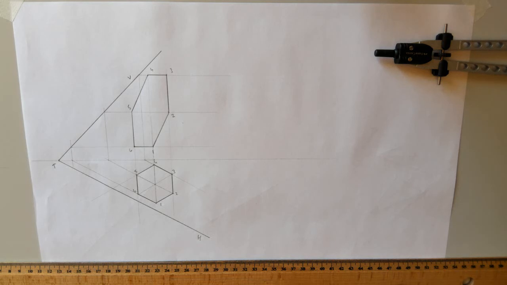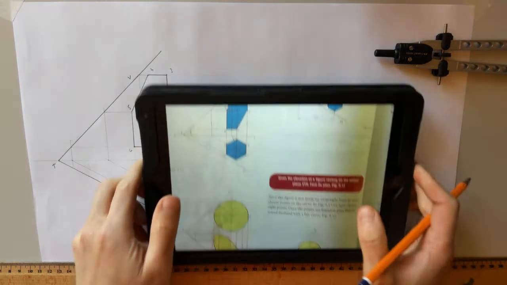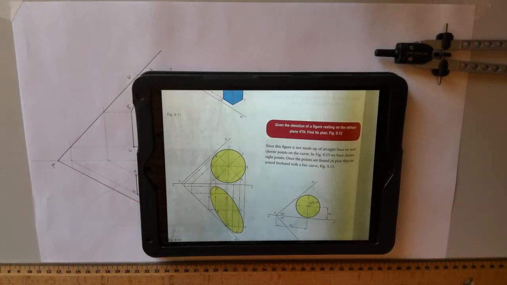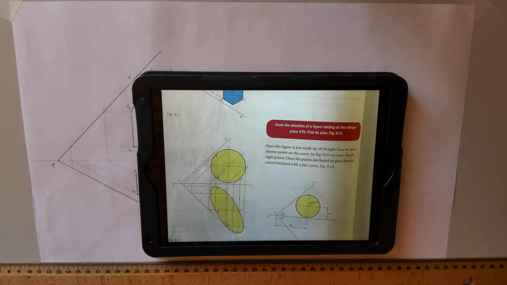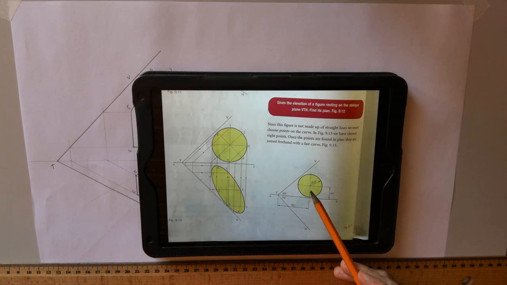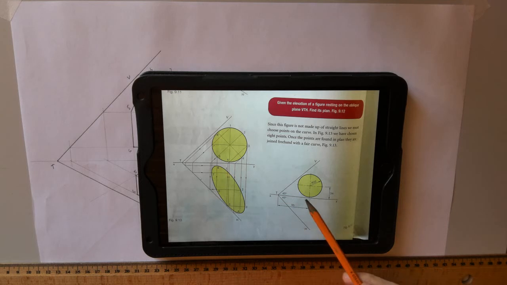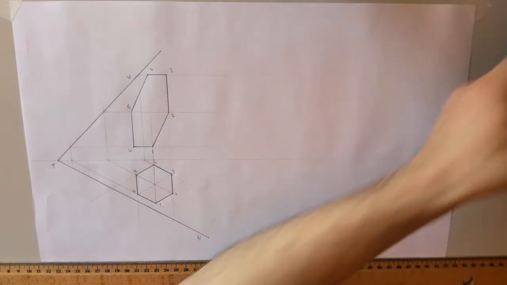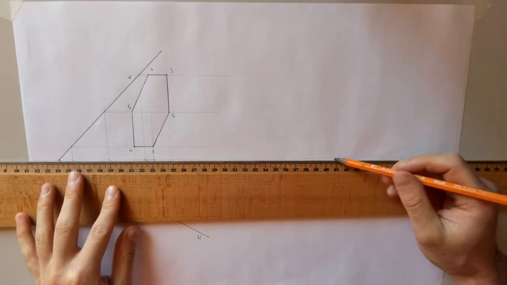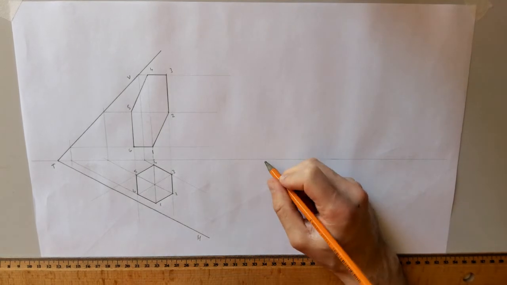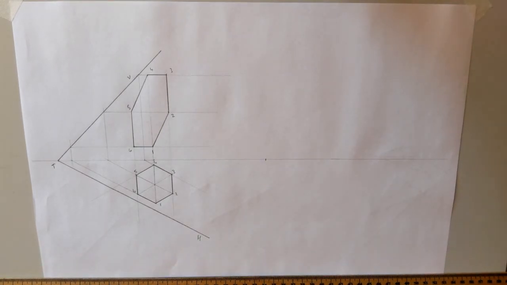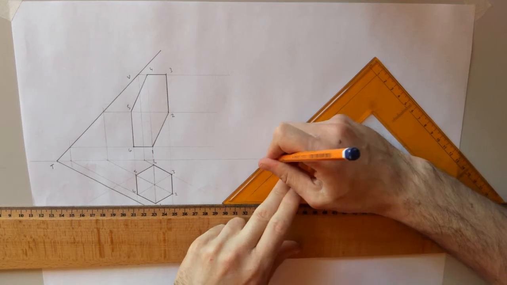And then the last one is going to appear as a circle in plan, so I'll show you it there. So you can see they're given the elevation of a figure resting on the oblique plane VTH, find its plan. So there's all the information we need there. It's a radius 32, it's up 34 for the centre, and the vertical trace and horizontal trace are 85 mil away from where they meet on the XY line. So I'll just extend out my XY line there. I'll mark my dot there for the position of where the traces are going to meet. And with this question, both are going to be at 45 degrees.